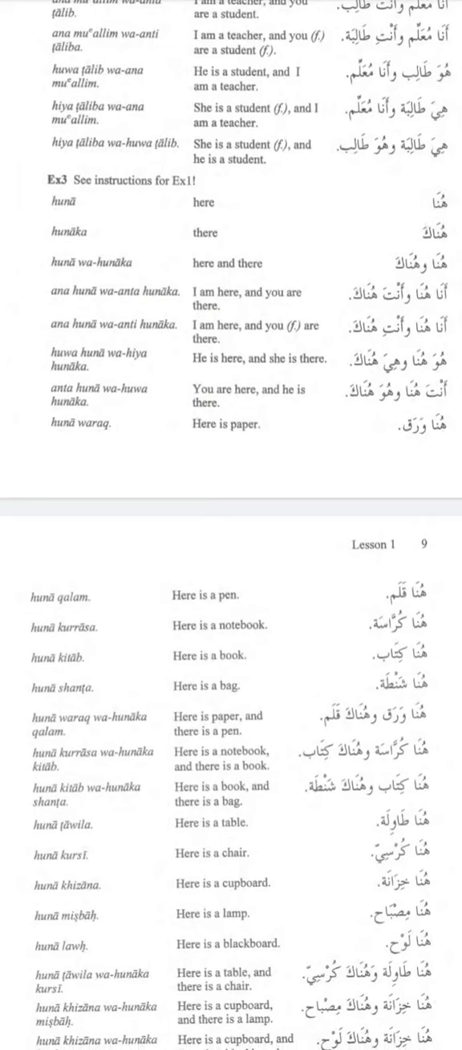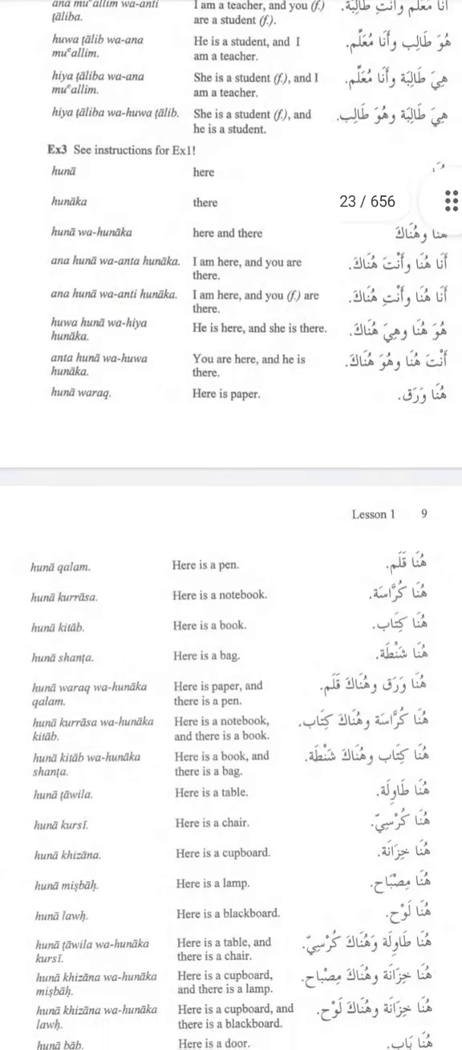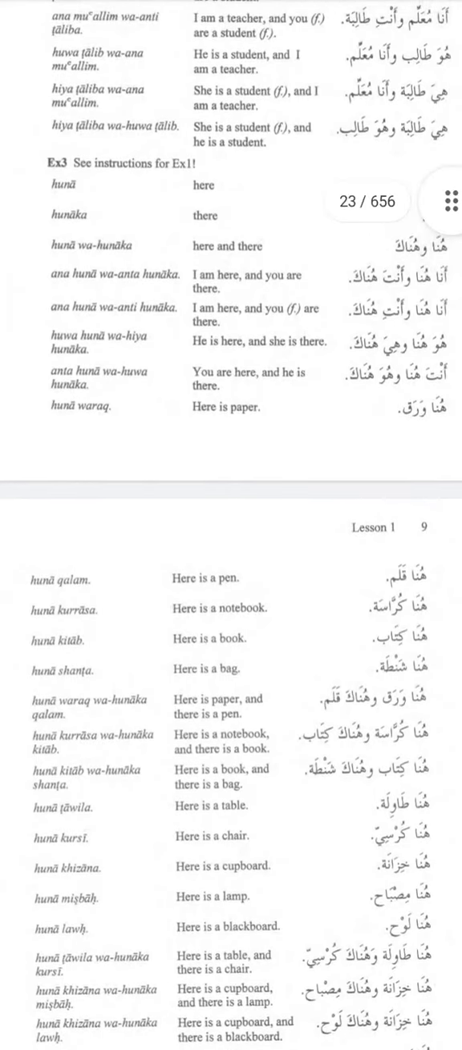Huna waraq, this is a paper. Though waraq is a plural, so if it's going to refer to a singular paper, it should be huna waraqa. So I guess this should be a typographical error in them writing huna waraq as "here is a paper." It should have been "here are papers."